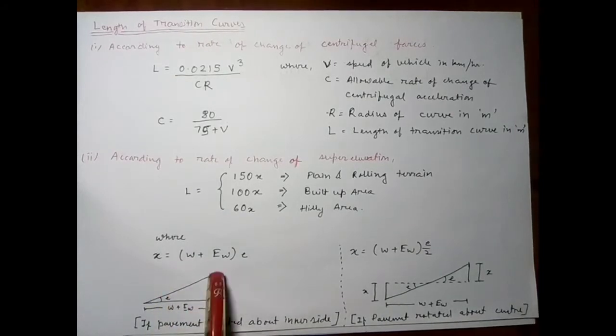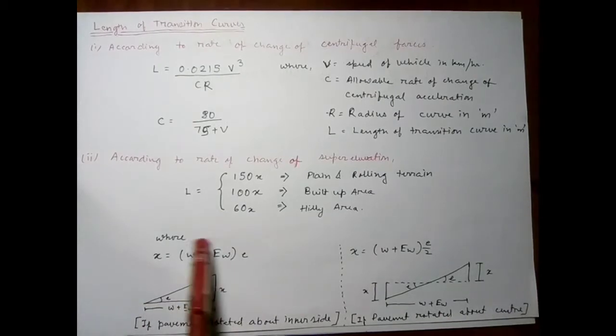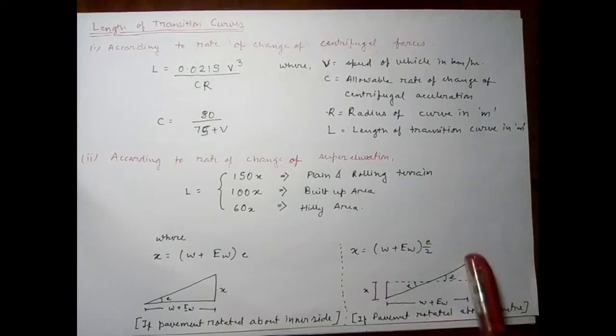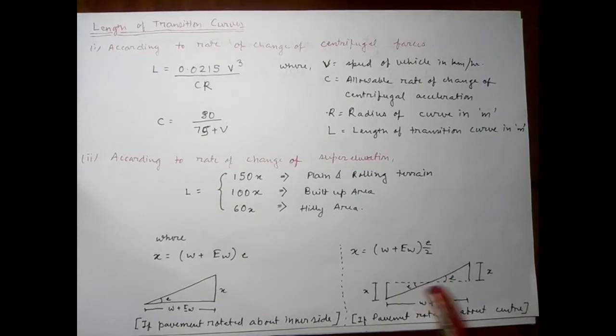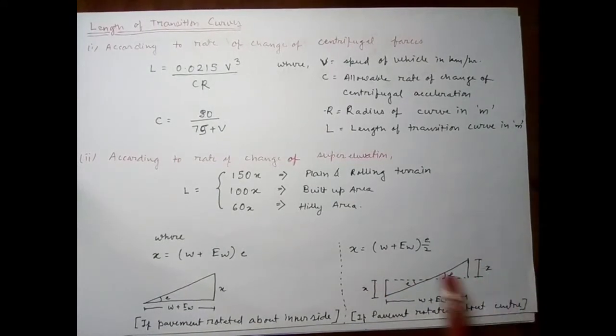This x will be formed by this, and E is the super elevation. So x will be equal to (W plus EW) into E, and this is if pavement is rotated about inner side. Next one is if the pavement is rotated about the center. So this is the whole pavement and it is rotated about the center, and this E is the super elevation, and hence I will get the x over here, and it will be given by (W plus EW) into E upon 2.